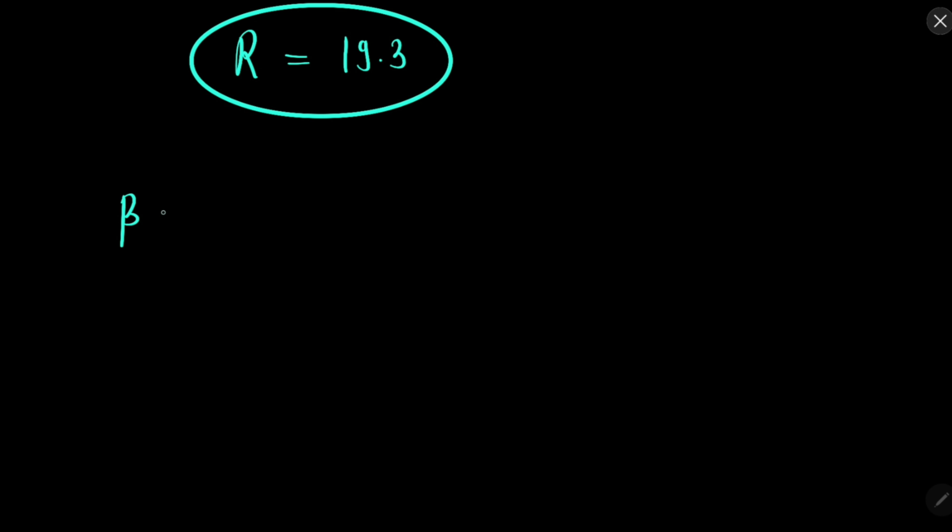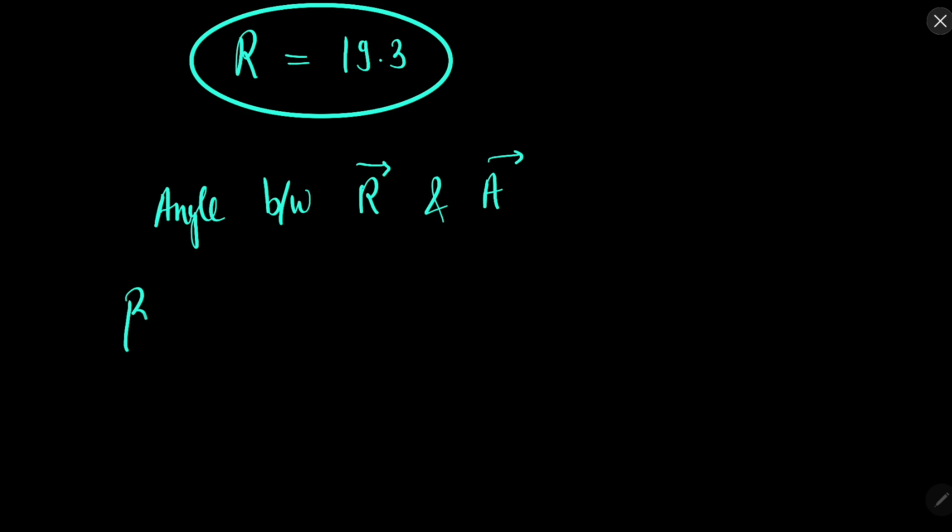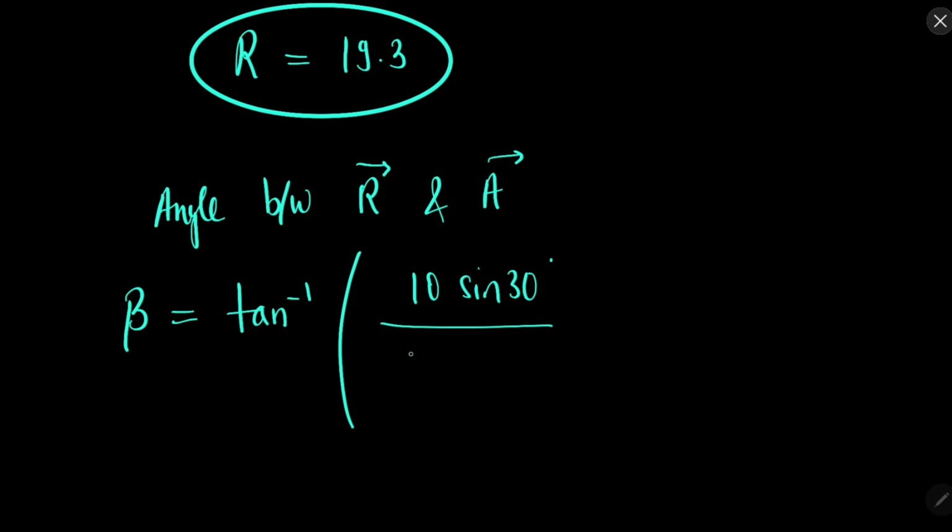Now what about the angle beta? Let's say the angle between the resultant and vector A is beta. It will be tan inverse, just like the above formula, of 10 sin 30 degrees upon 10 plus 10 cos 30 degrees.